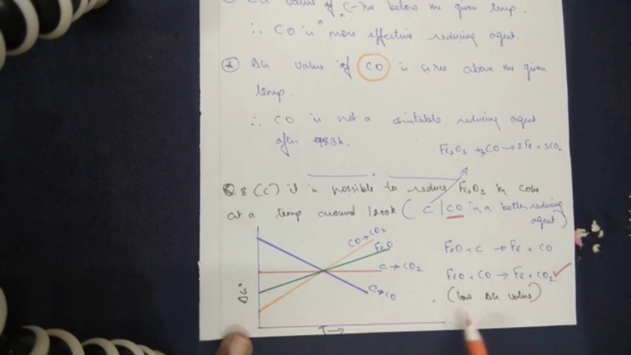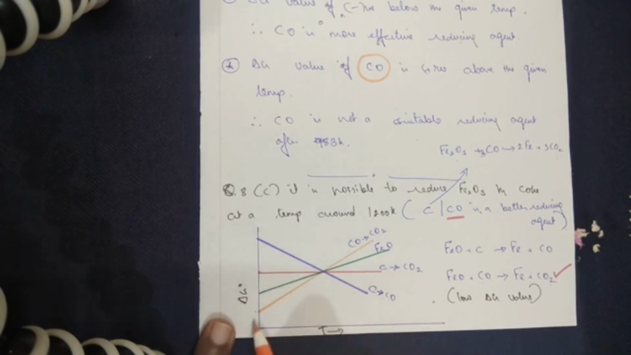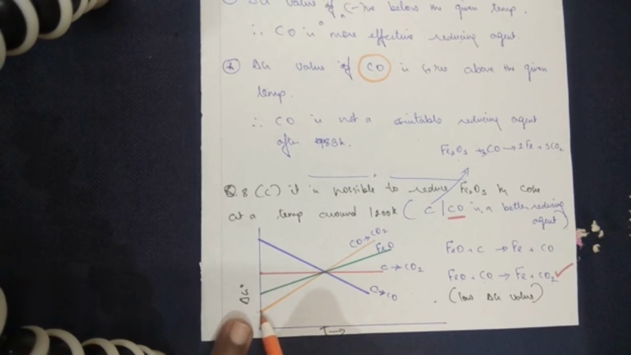The point of the line here is the low delta G value. If you take the delta G values which are given on the y-axis, this has the lowest delta G value compared to the other one. So this one is upper and this one is below. So we prefer the lower one.